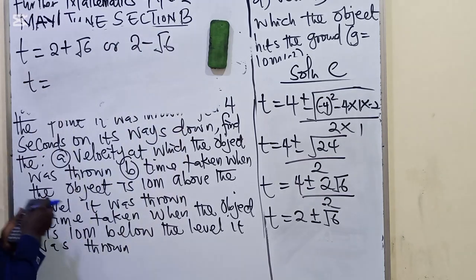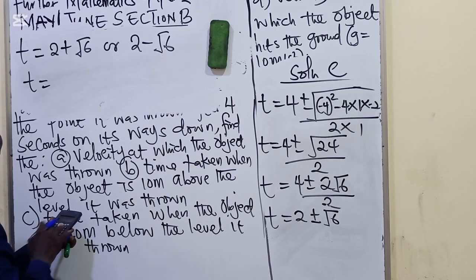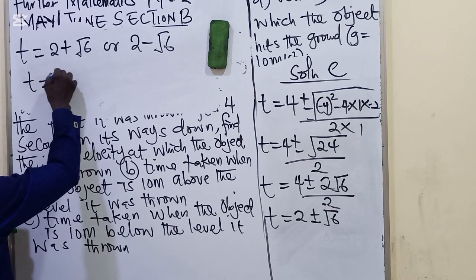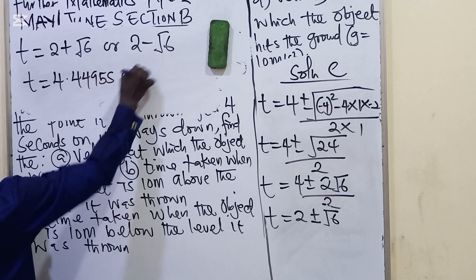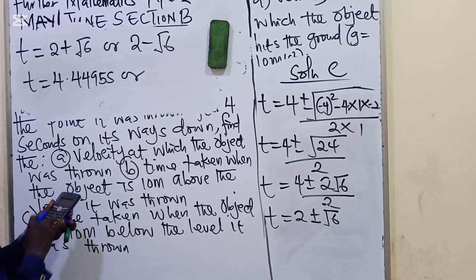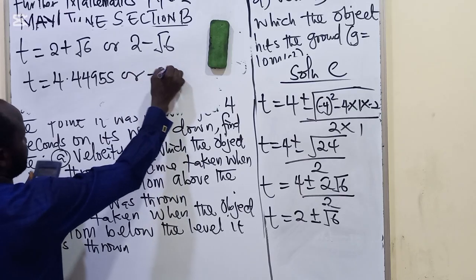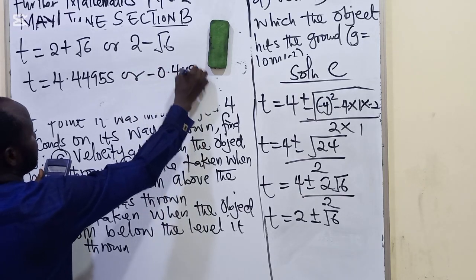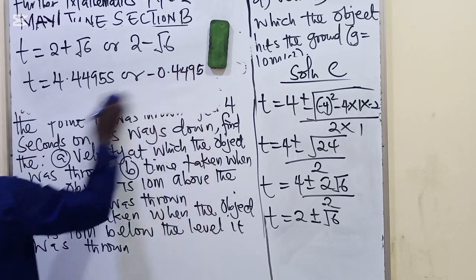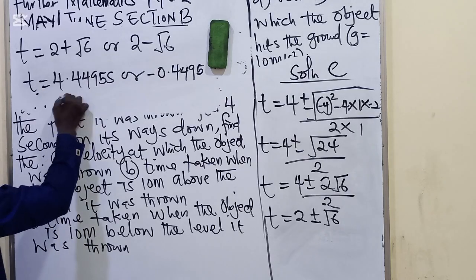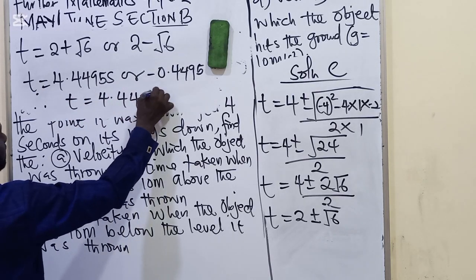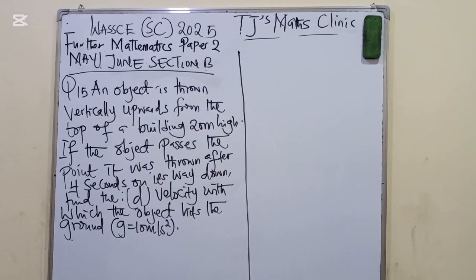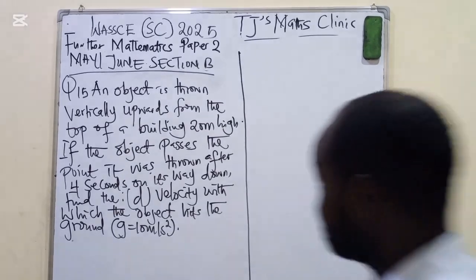T now will be 2 plus root 6. What do we have? 4.4495 seconds, or 2 minus root 6, we have minus 0.4495. Time cannot be negative, therefore t is 4.4495 seconds.